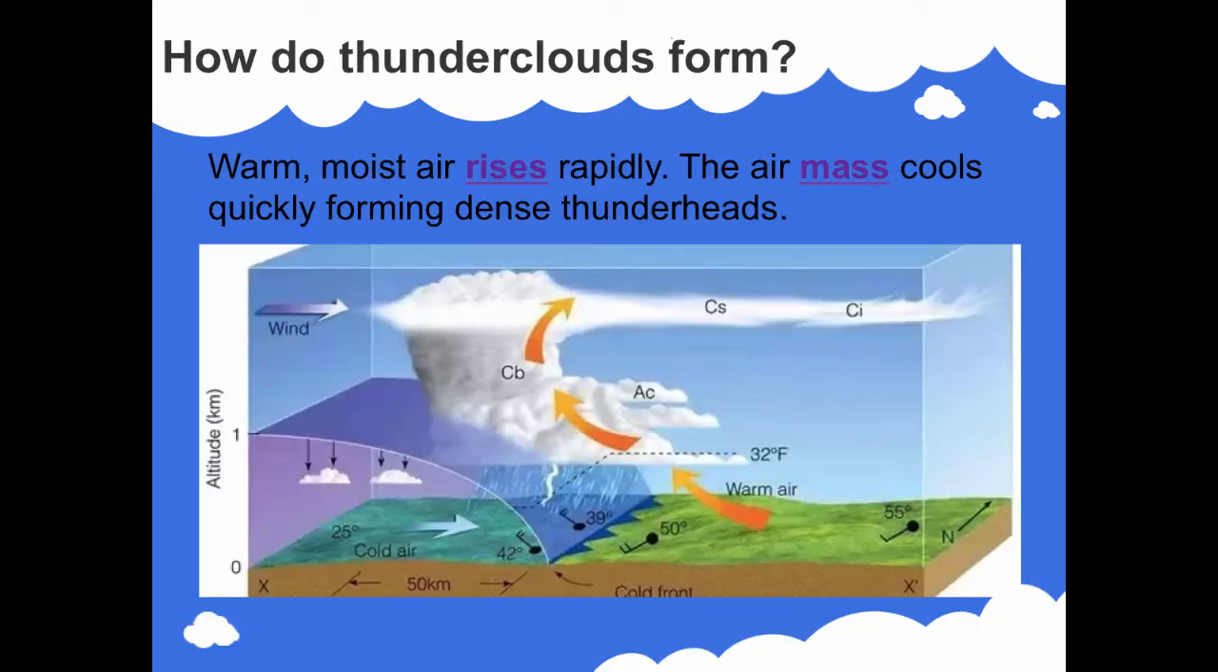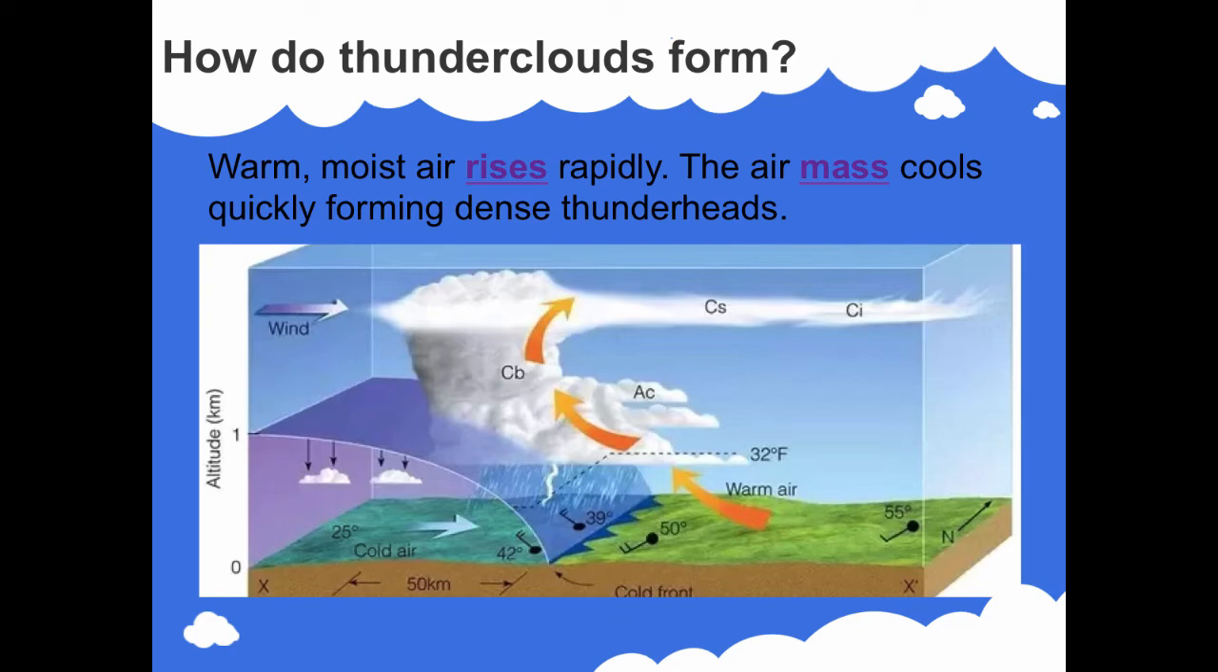So how do thunderstorms form? Well, thunderstorms form when warm, moist air rises really quickly. In this diagram, you're going to see on the bottom left it says cold air with an arrow pointing towards the right, and warm air with the arrows rising.